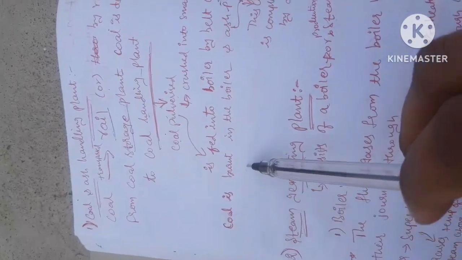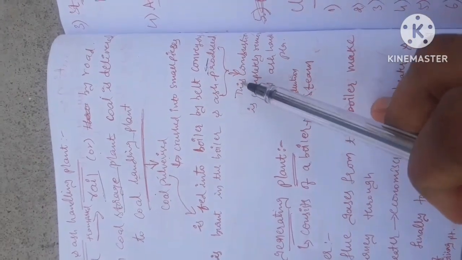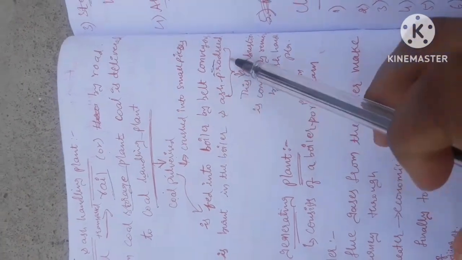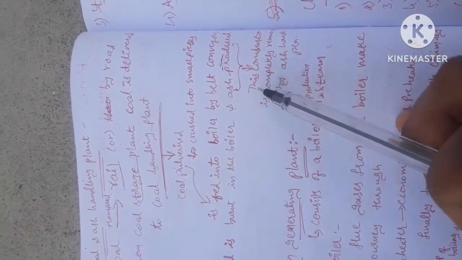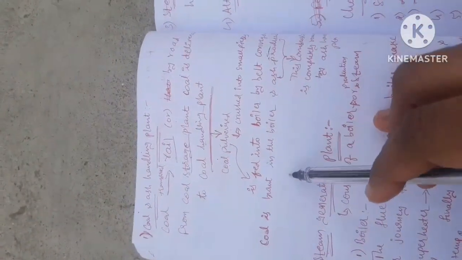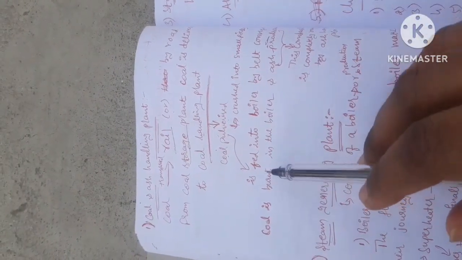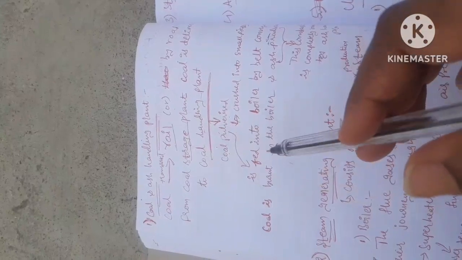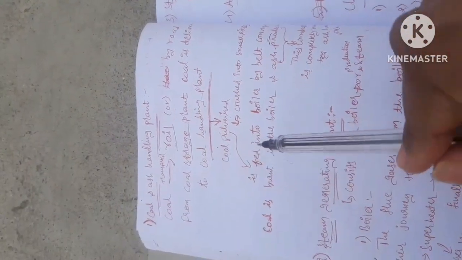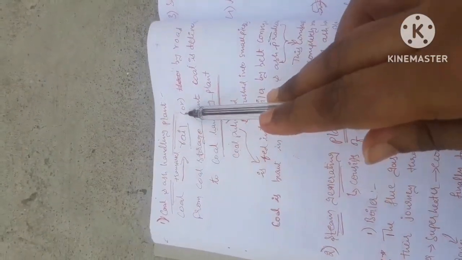After that, coal is burnt in the boiler, and the ash produced after the combustion is completely removed by the ash handling plant. So this is about the coal and ash handling plant.